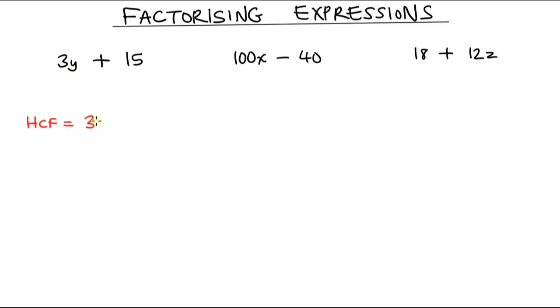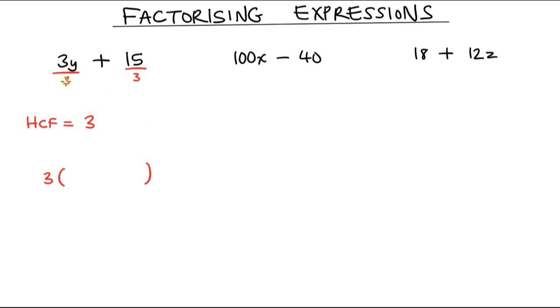And now if we think about the letters, well, we've got a y over here, but we don't have any y's in this term, so we can't factor out any letters. So the only thing we can factor out is a 3. So what we do is we factor out a 3 from the expression, and let's just put our brackets in. And now we divide each of these terms by 3. So I'm going to divide the 3y by 3, and I'm also going to divide the 15 by 3.